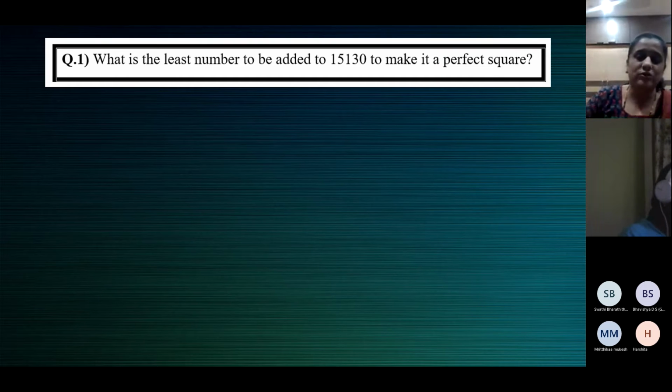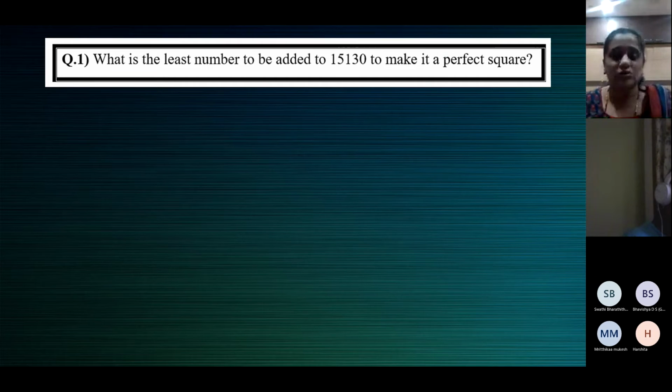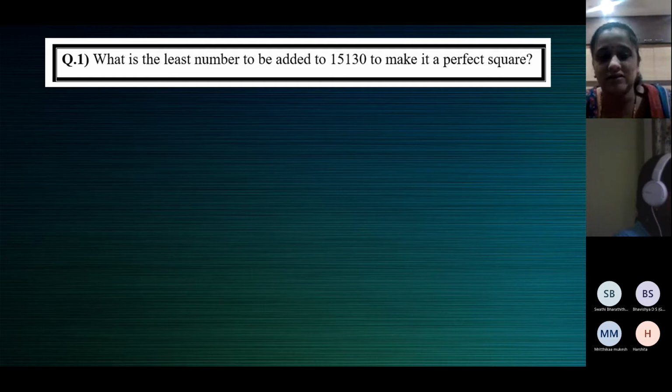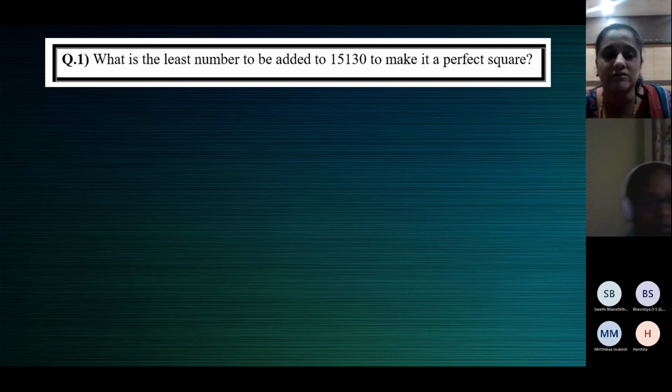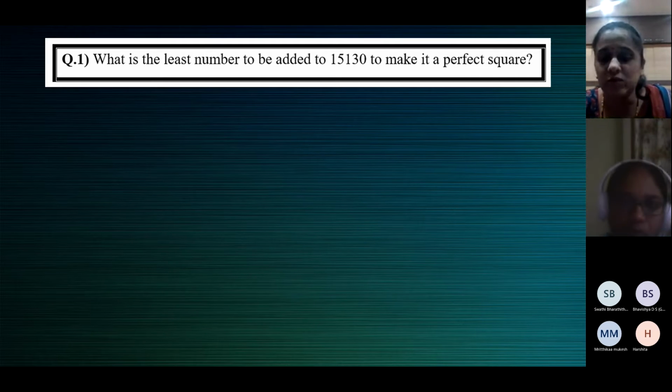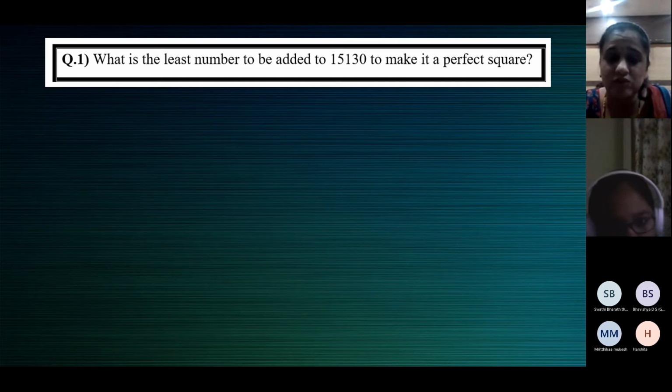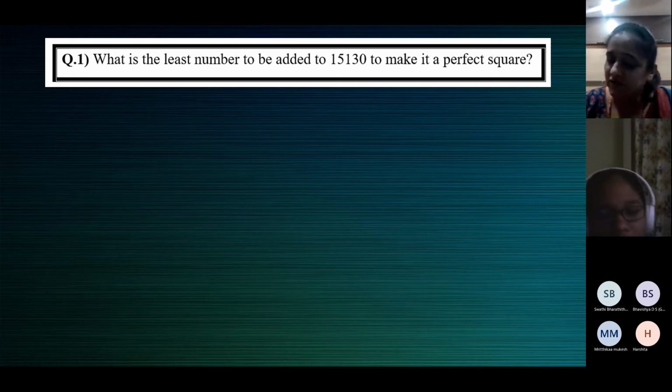Yes, children, we are continuing with squares and square roots. So this question: what is the least number to be added to 15,130 to make it a perfect square? What is the smallest number to be added to 15,130? So 15,130 is not a perfect square.